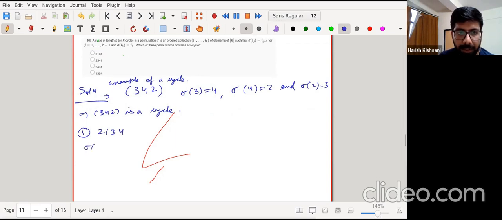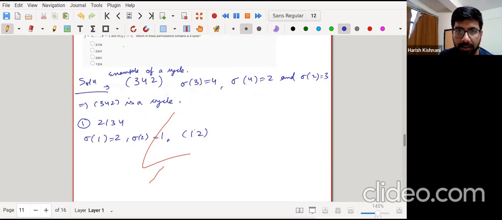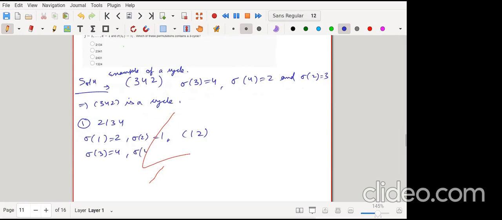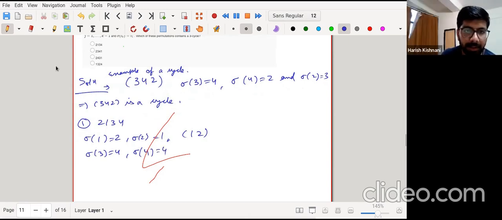Here you have sigma of 1 to be 2 and then sigma of 2 to be 1. So it's a 2 cycle, right? 1 2. It has a 2 cycle. Okay. And sigma of 3 is 3 and sigma of 4 is 4. So it contains a 2 cycle but not a 3 cycle. Okay. Cycle means it's just a circular image, you can say.